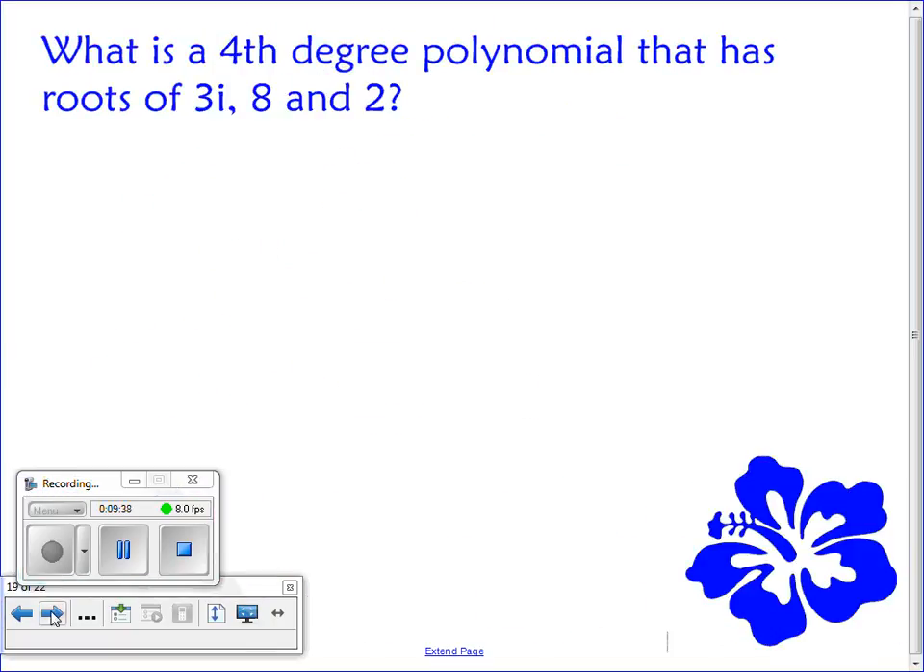All right. What is a 4th degree polynomial that has roots of 3i, 8, and 2? Good. We know this is plus minus. 8 and 2 are just fine. This comes from x squared plus 9. Again, plus minus 2 answers. I am a positive person and square that. The 8 comes from x minus 8 and x minus 2.